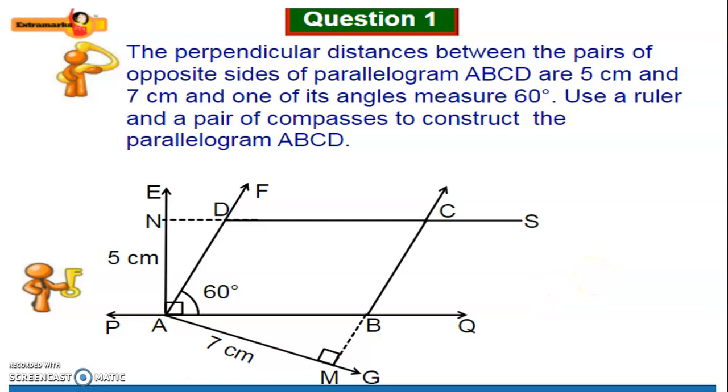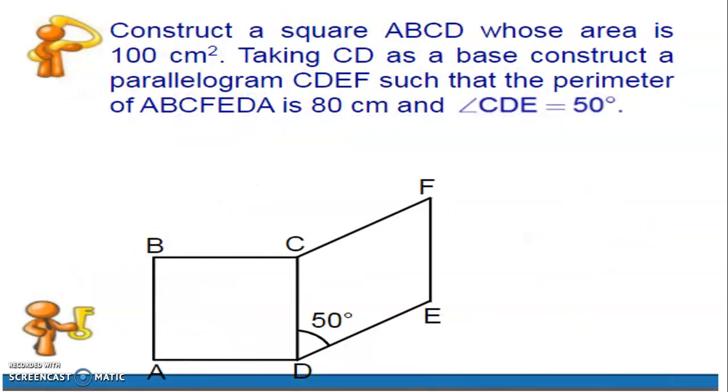Okay, the next question is: construct a square ABCD whose area is 100 centimeter square. They have given the measure of area. What is the formula for area? Yes, it is a squared. A squared is 100. So what is the side a? It is 10 centimeter. So you will not have any difficulty in drawing a square measuring each side 10 centimeter. Just now we did that.